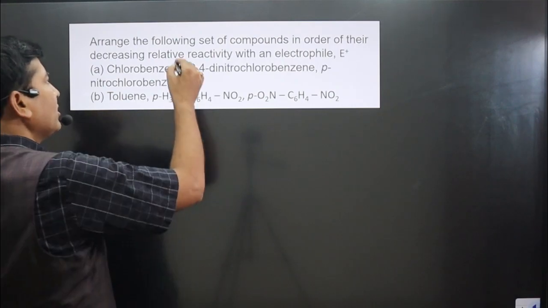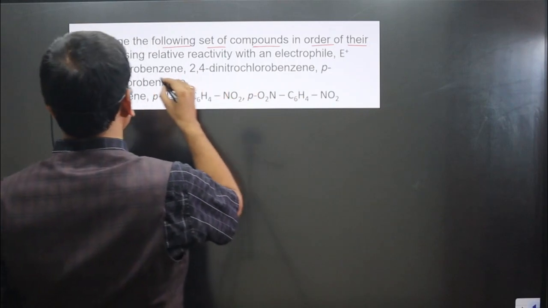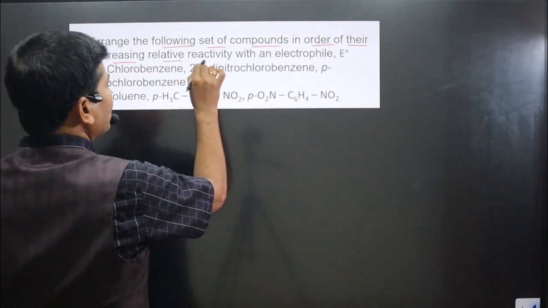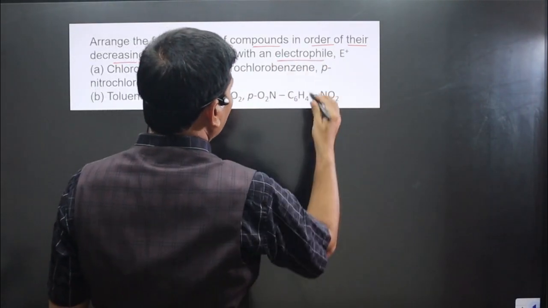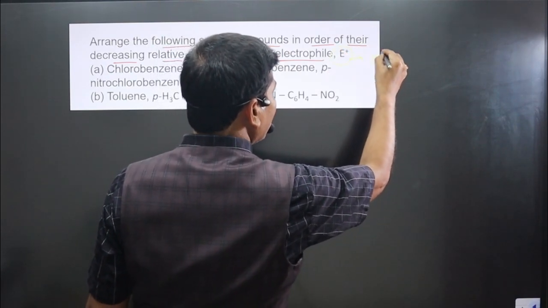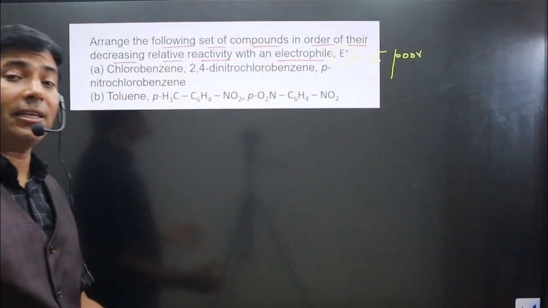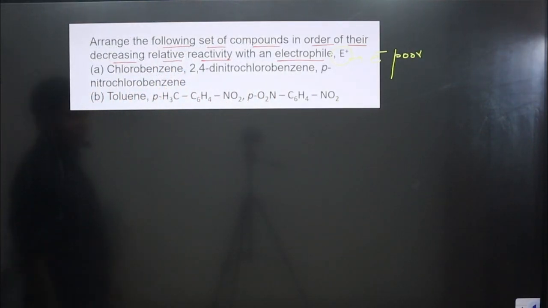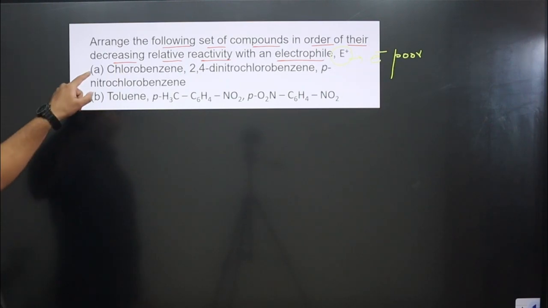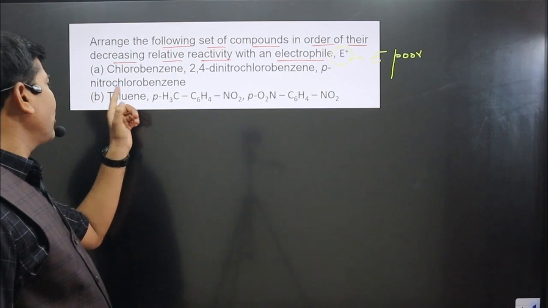The question says arrange the following set of compounds in order of their decreasing relative reactivity with an electrophile. Keep in mind, electrophiles are the species which are electron poor. They have a greater tendency to accept electrons. And you can see in A we have chlorobenzene, 2,4-dinitrochlorobenzene, and then para-nitrochlorobenzene.